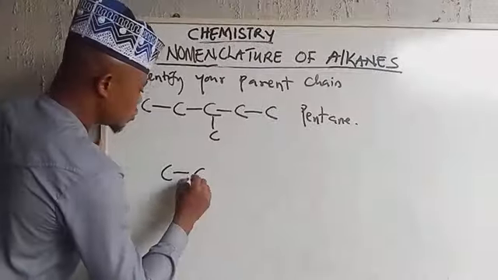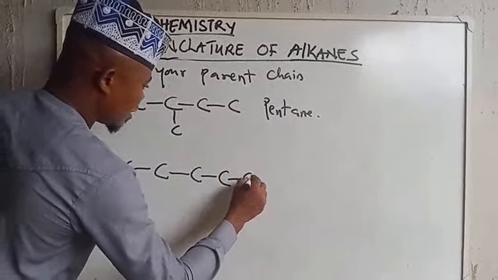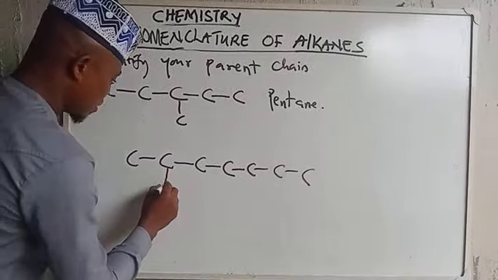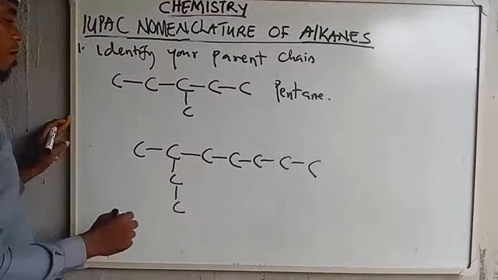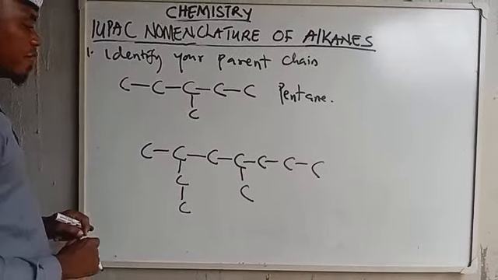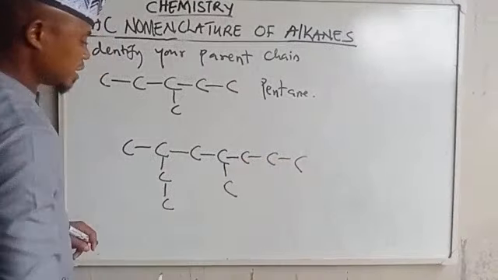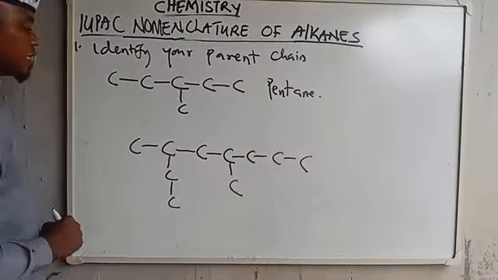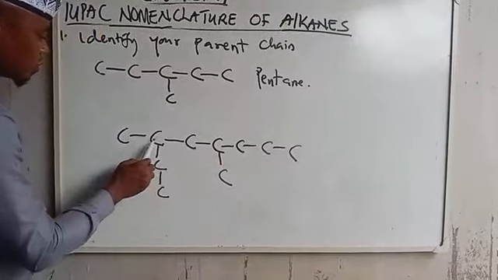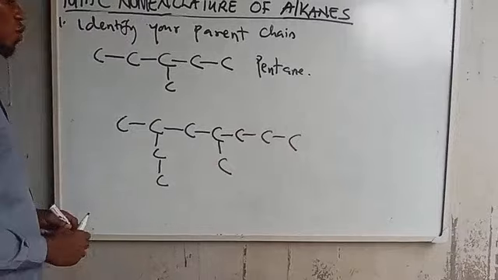Let's look at these chains. We have different chains here. 1, 2, 3, 4, 5. This is one chain. 1, 2, 3, 4, 5. That is another chain. 1, 2, 3, 4, 5. That is another chain. 1, 2, 3, 4, 5, 6, 7, 8. That is another chain. 1, 2, 3, 4. That's another chain. 1, 2, 3, 4, 5, 6, 7. That's another chain. So, which is our longest chain?